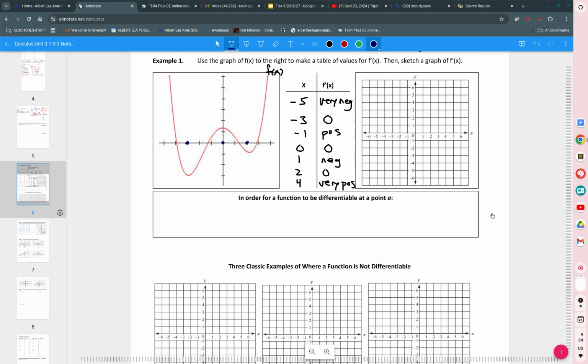Now, I'm not going to try to get all the coordinates behind -3, but rather I know that the derivative at -5 is very negative. So if I'm going to plot -5 and very negative, where would my point go? Way down here, right? Somewhere way down here.